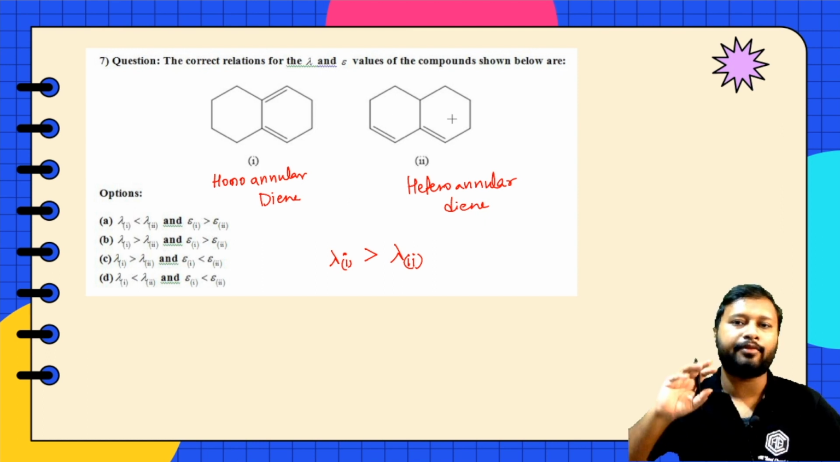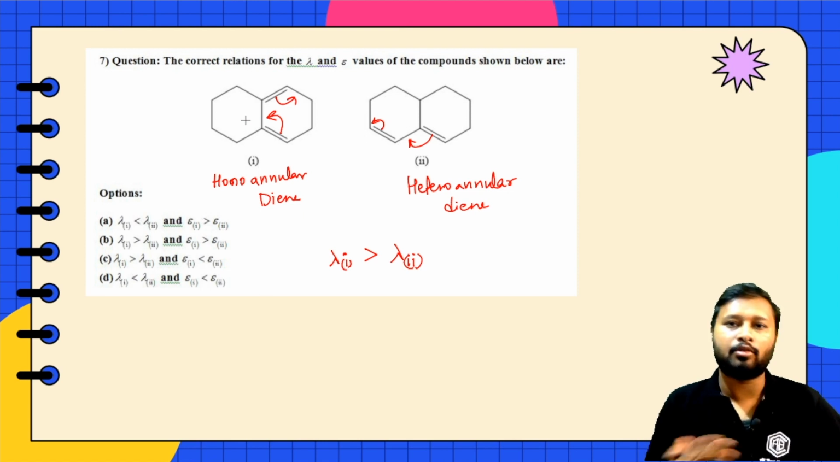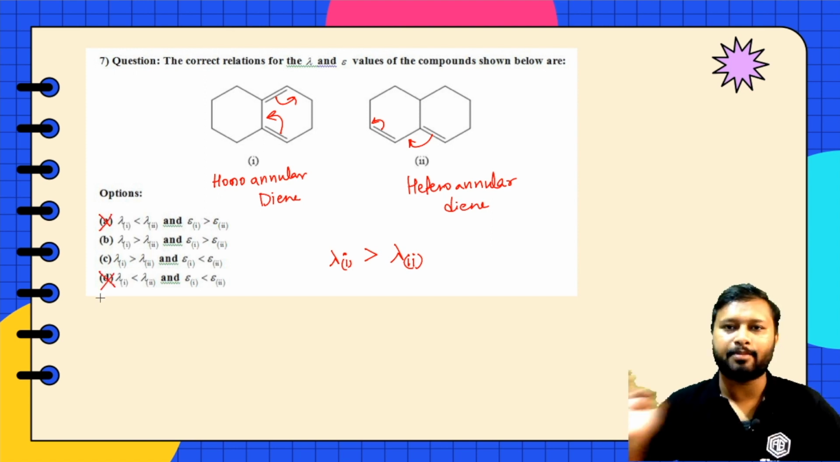Just with the help of the system, we can understand homoannular diene, because the conjugation over here is much more favored than the conjugation over here, and that's why this is going to have more conjugation, and more conjugation means more lambda max. So now you can consider that option A is not correct and option D is not correct. These two options you can simply cancel out.